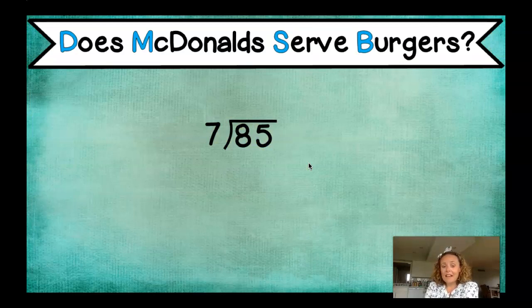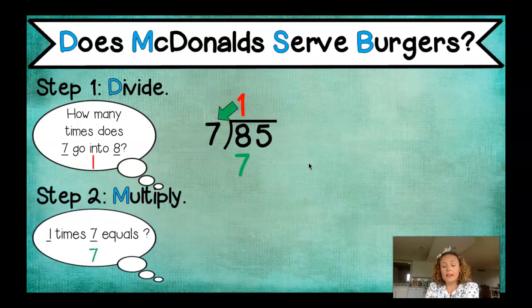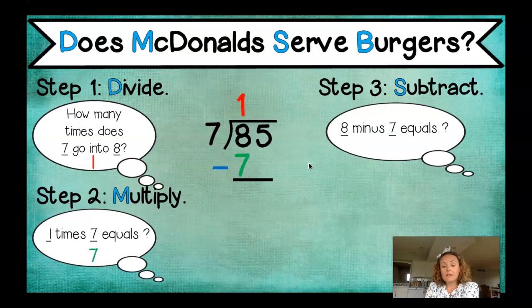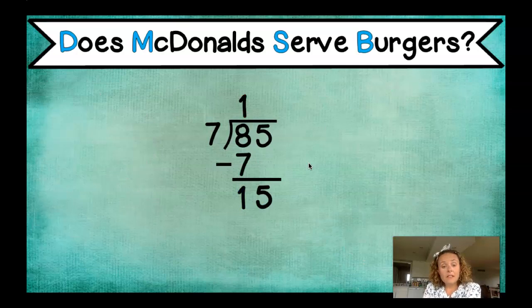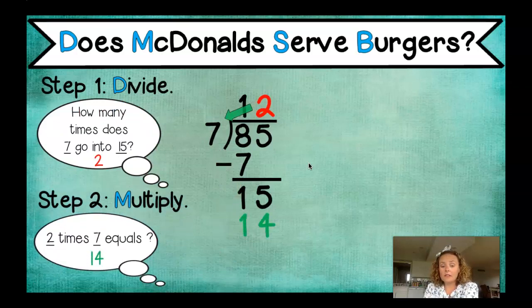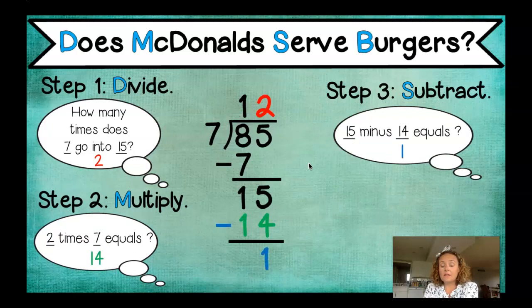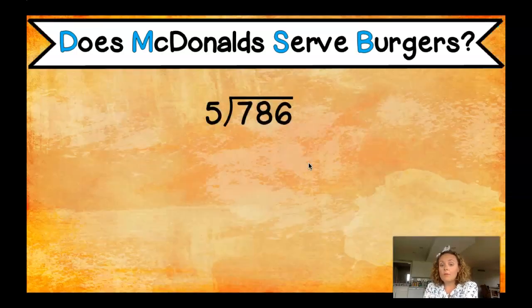Welcome back, friends. How many times does 7 go into 8? 1 time. 1 times 7 is 7, so we need to subtract 8 minus 7. 8 minus 7 is 1. Bring down the 5. 15. How many 7s go into 15? That's right. 2 7s go into 15. 2 times 7 is 14. 15 minus 14 is 1. There's nothing else to bring down, so we have a remainder of 1. 12, remainder 1. Ooh, pause the video. Give it a shot.